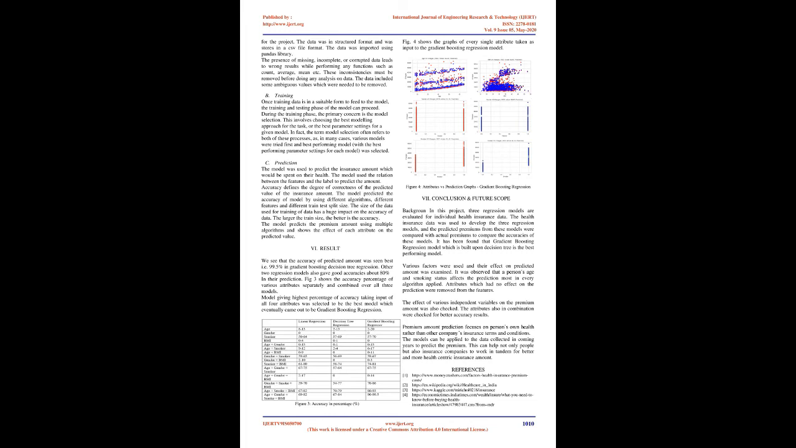B. Training. Once the training data is in a suitable form to feed to the model, the training and testing phase of the model can proceed. During the training phase, the primary concern is model selection. This involves choosing the best modeling approach for the task, or the best parameter settings for a given model. In fact, the term model selection often refers to both of these processes, as in many cases various models were tried first and the best performing model, with the best performing parameter settings for each model, was selected.